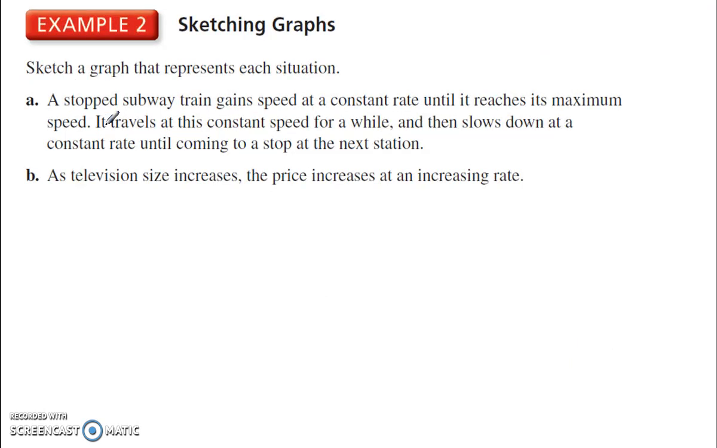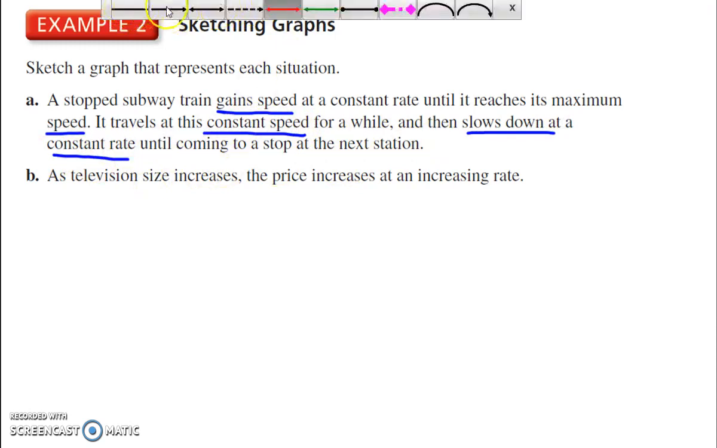All right, sketching graphs. Sketch a graph that represents each situation. A stopped subway train gains speed at a constant rate until it reaches its maximum speed. It travels at this constant speed for a while, then slows down at a constant rate. Okay, constant tells me that that's going to be a line.